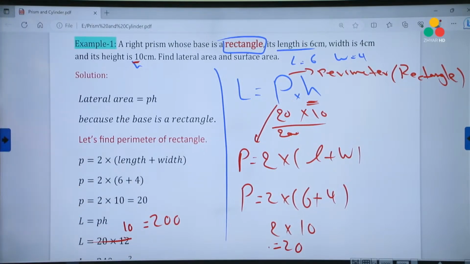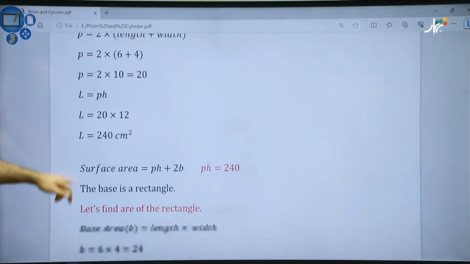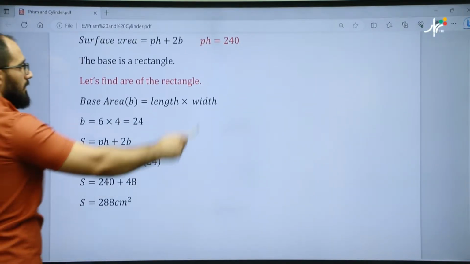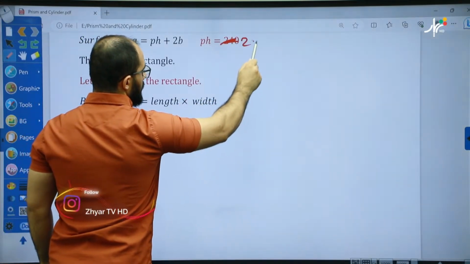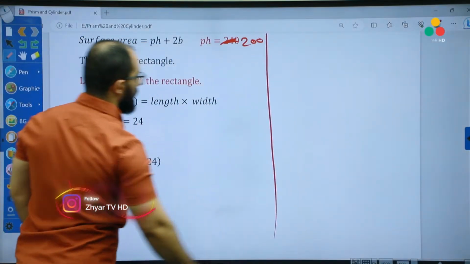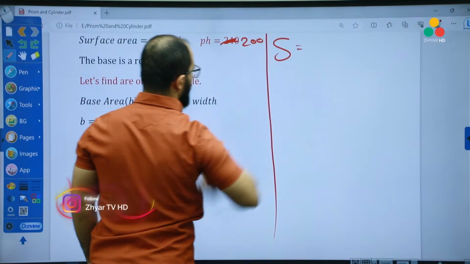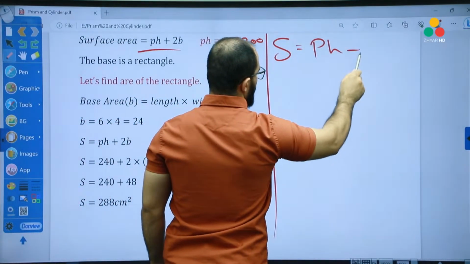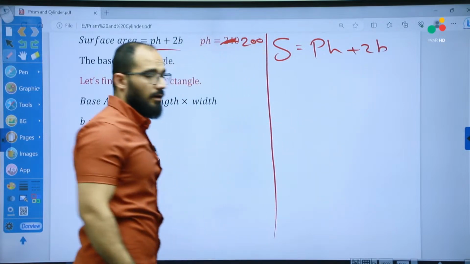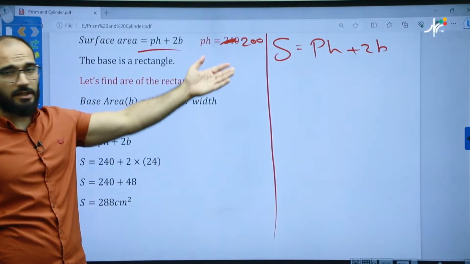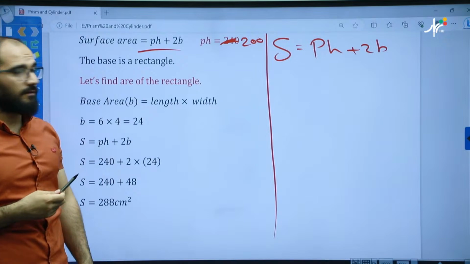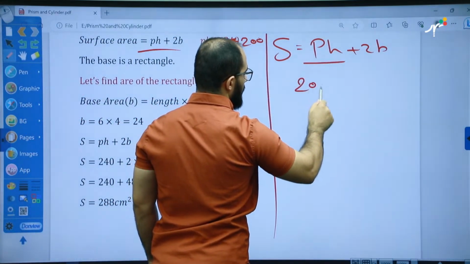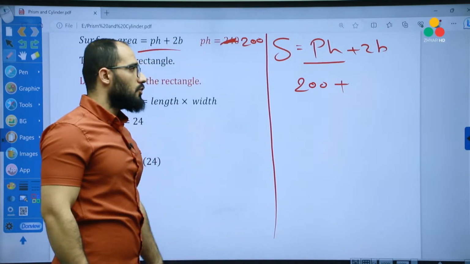Okay. Then let's find surface area. The PH was 200. The surface area is PH plus 2B. Okay, we do not find PH again because in the previous example we have found PH. It was 200 plus 2B.